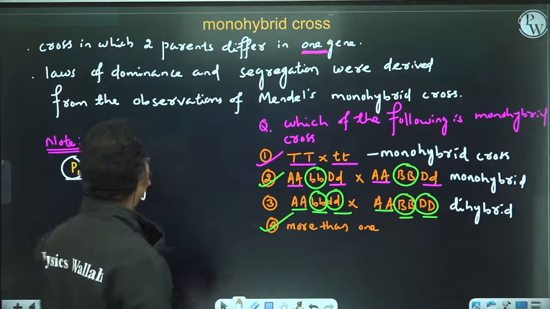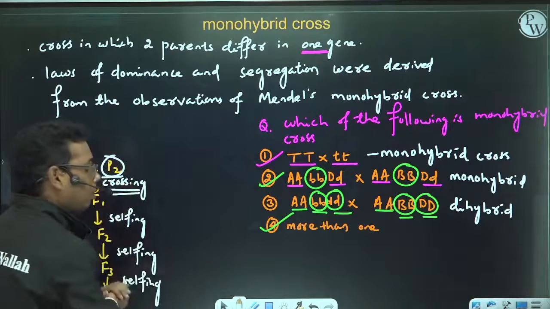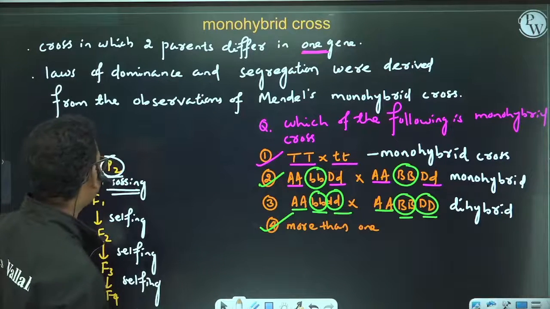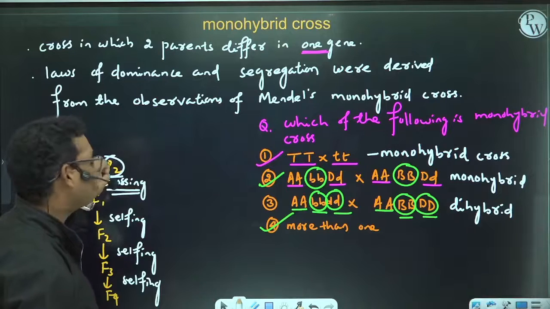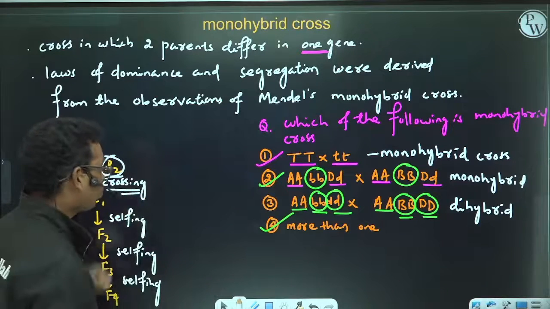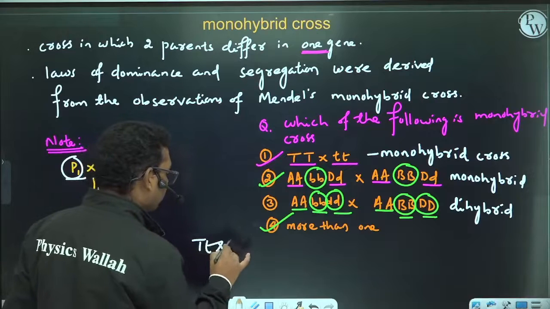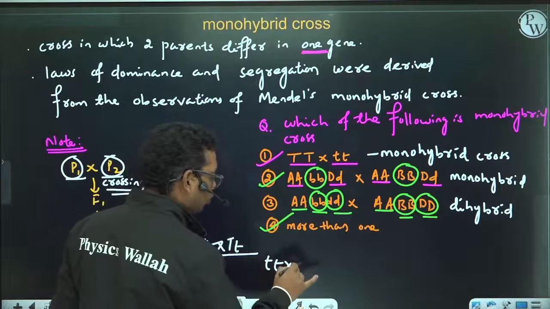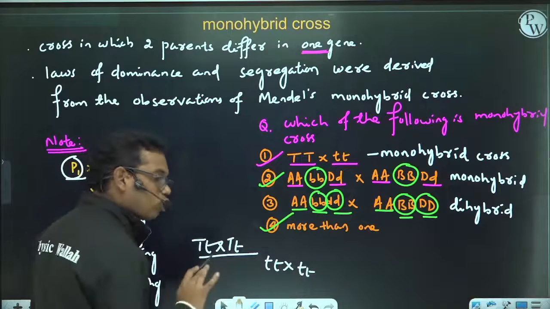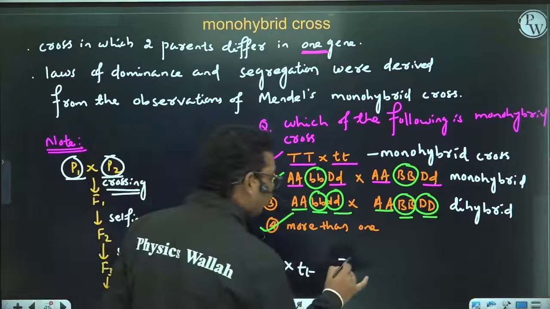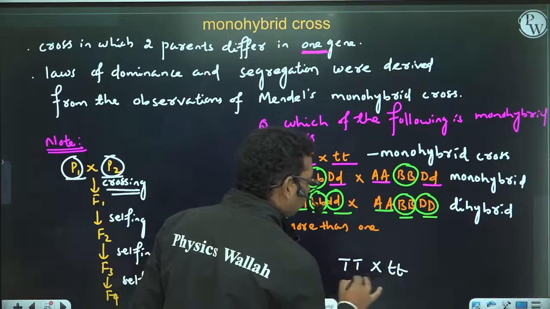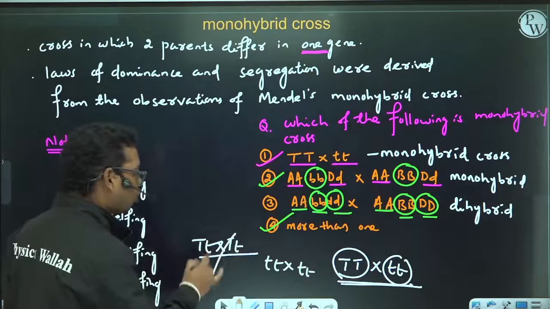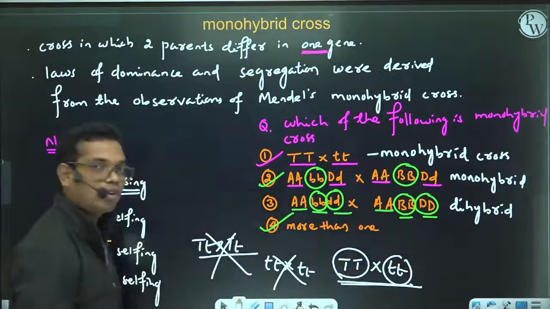And remember one thing, these parental generations have to be always pure line. That means one will be dominant homozygous, another will be recessive homozygous. So if I say capital D small t and capital D small t, this is not a monohybrid cross. Or if I say small t and small t, this is not a monohybrid cross, because one has to be dominant and one has to be recessive. This is dominant homozygous, this is recessive homozygous. So this is the monohybrid cross. This is not, this is not, this is the monohybrid cross.